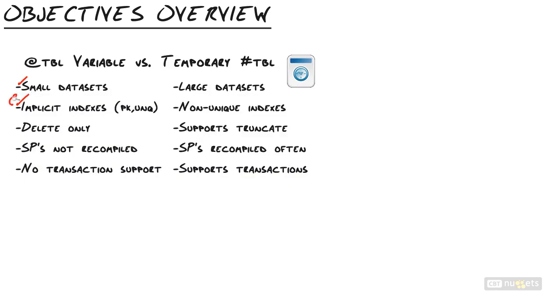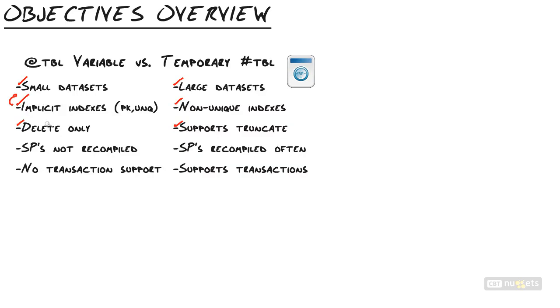If you do have large data sets, then a temporary table is going to be your answer, simply because we can put non-unique indexes at will on any of the columns inside of them. Another item that can greatly affect performance is deleting versus truncating. Table variables do not support truncation. You can only delete, whereas temporary tables do support truncation.